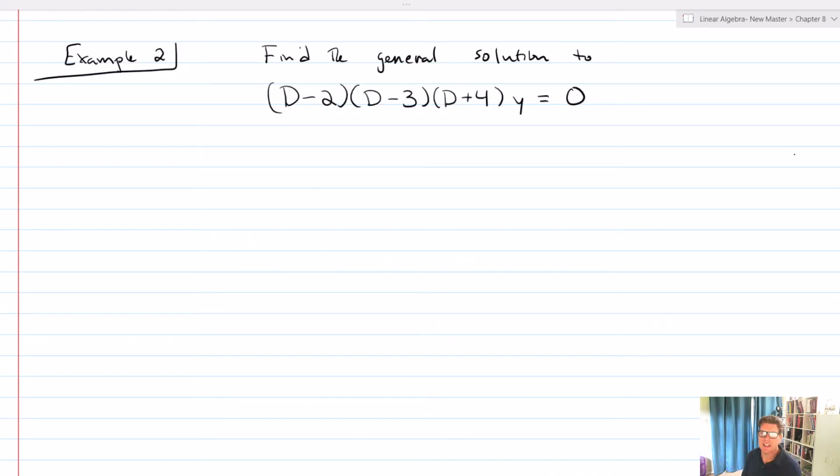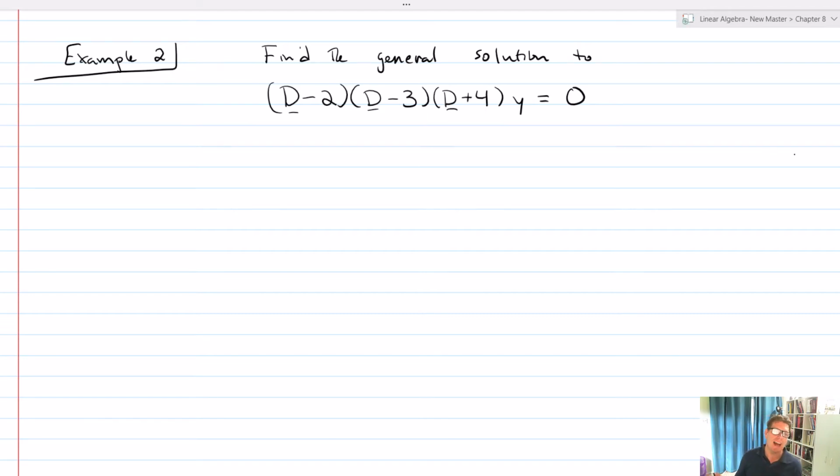All right, so we want to find the general solution now to (D minus 2)(D minus 3)(D plus 4)y. Now, from the perspective of the differential operator, we're taking the derivative each and every time, so eventually we have a third derivative. And if we're working with homogeneous differential equations with constant coefficients, then we can do this kind of factoring.